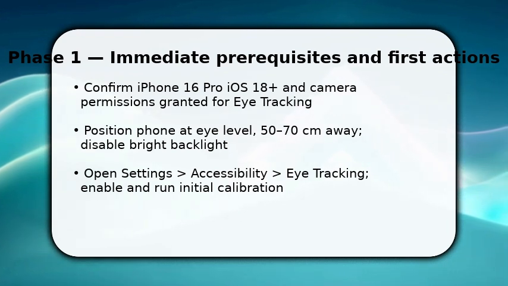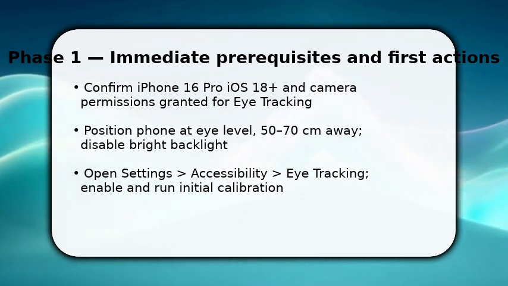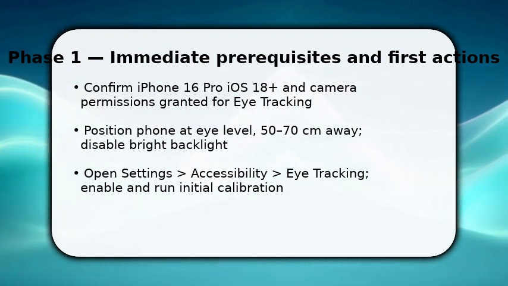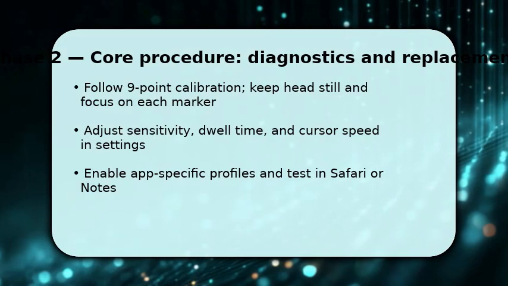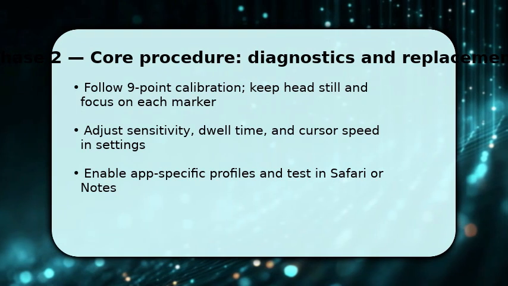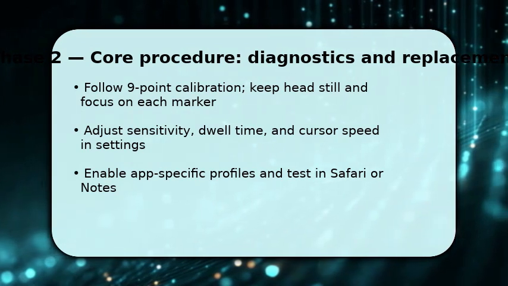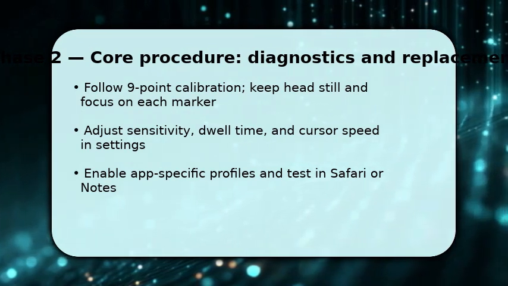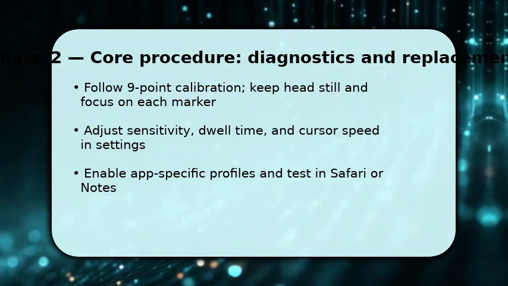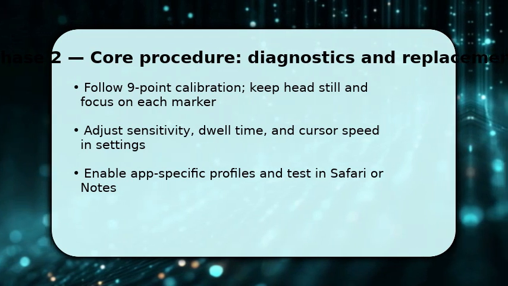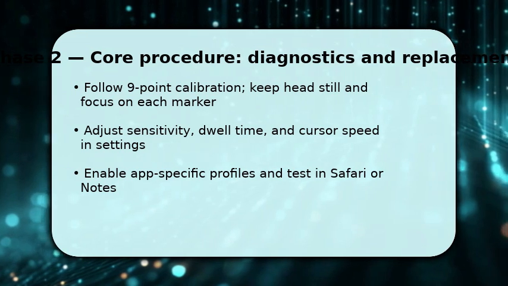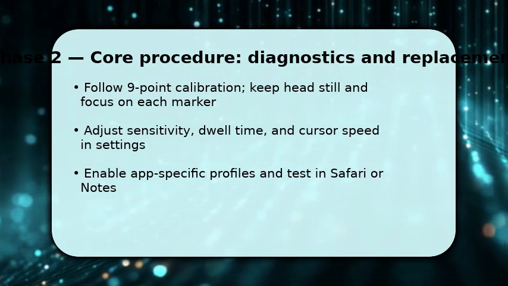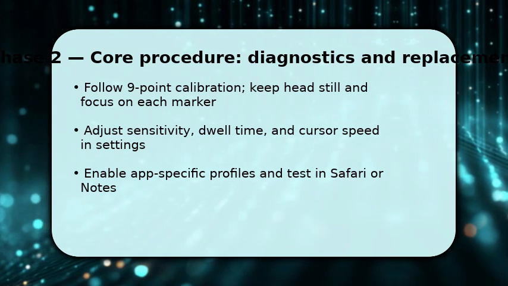Run the quick calibration sequence now so the system learns your baseline gaze and reduces later drift. Now you'll complete the detailed calibration and personalization steps that matter most. Follow the 9-point calibration slowly, holding your head steady and directly focusing on each target so the model maps your gaze precisely. After calibration, customize sensitivity, dwell time, and cursor speed. These controls change how quickly the interface reacts to your eyes.